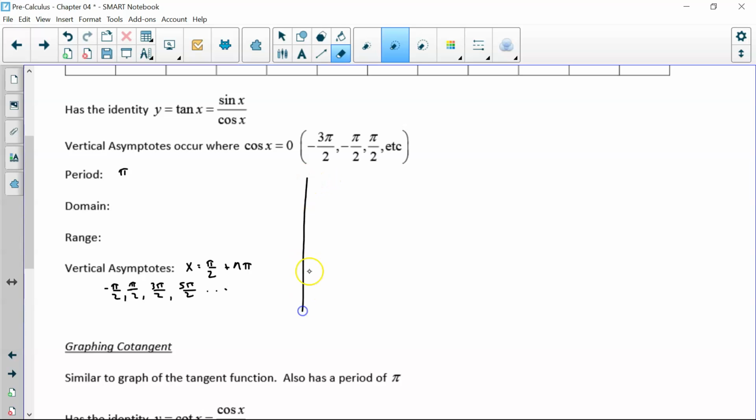Now, our key points for graphing tangent. We have our theta and our tangent of theta. Our key points, we're going to start at negative pi over 2, negative pi over 4, 0, pi over 4, and pi over 2. That'll give us actually 2 periods of tangent. Now, at the pi over 2s, it's going to be undefined. At negative pi over 4, it's actually going to be negative 1. At 0, the tangent of 0 is 0. Then 1 at pi over 4, and undefined at pi over 2.